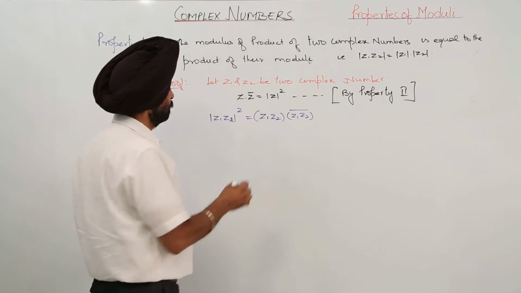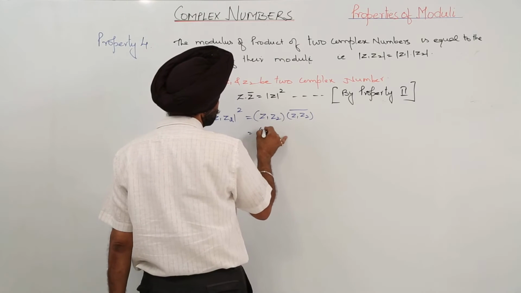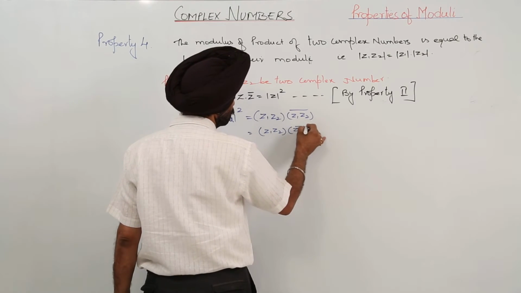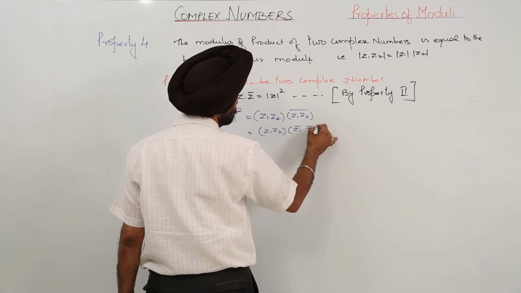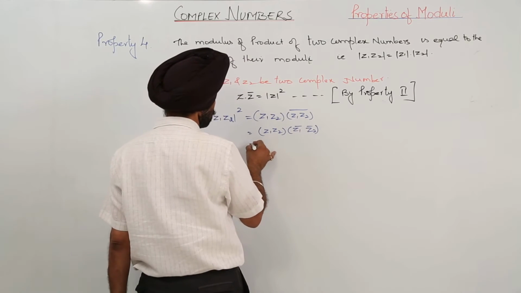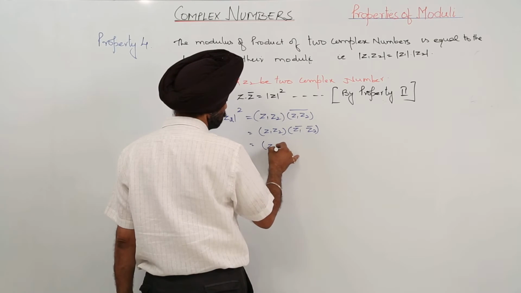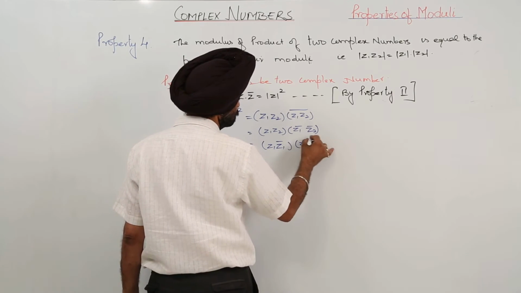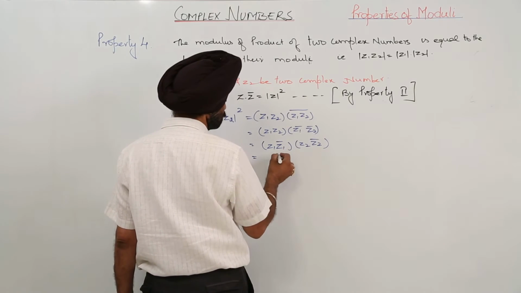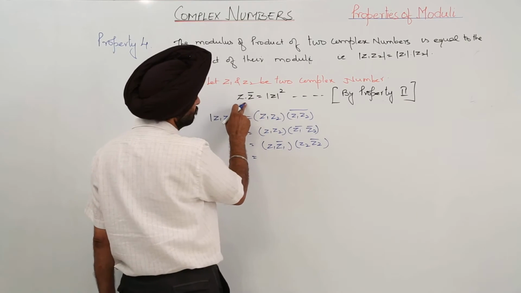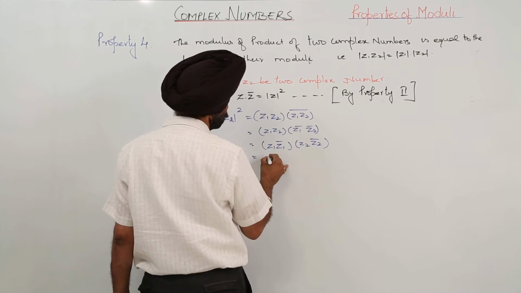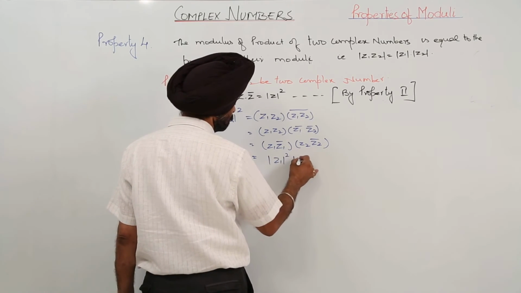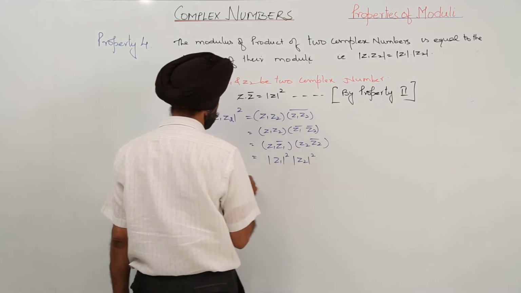From this part, now this can be further written as Z1 Z2 individually conjugate of Z1 Z2, one and the same thing. Now this becomes Z1 conjugate of Z1, Z2 conjugate of Z2. Now if we are having this one, what can we write? Z1 square, Z2 square.